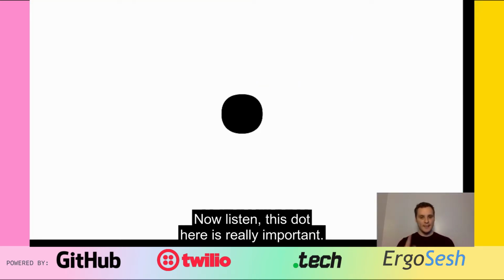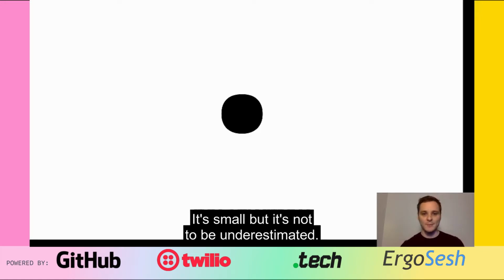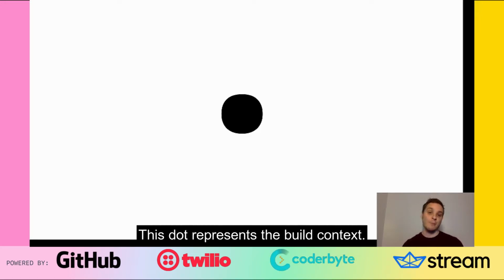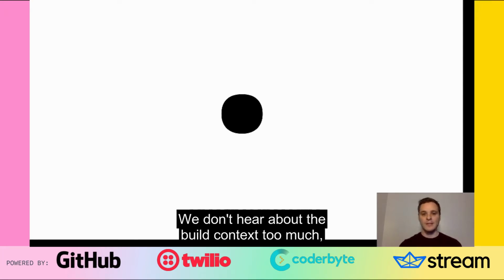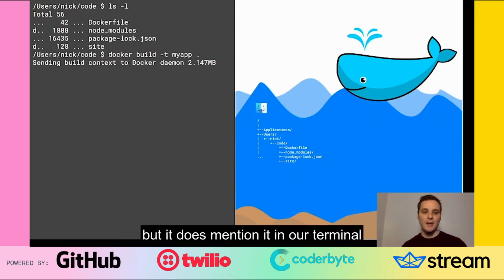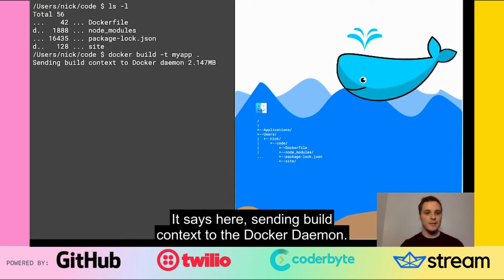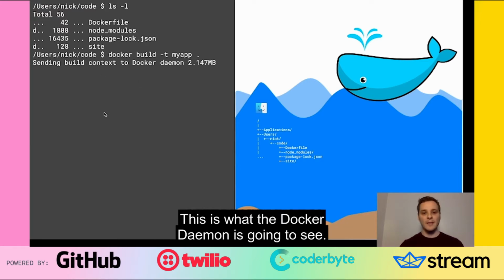Now listen, this dot here is really important. It's small, but it's not to be underestimated. This dot represents the build context. We don't hear about the build context too much, but it does mention it in our terminal when we type docker build. It says here, sending build context to the Docker daemon. This is what the Docker daemon is going to see.